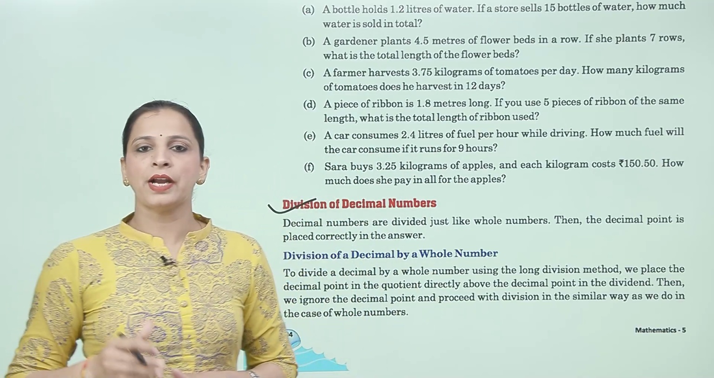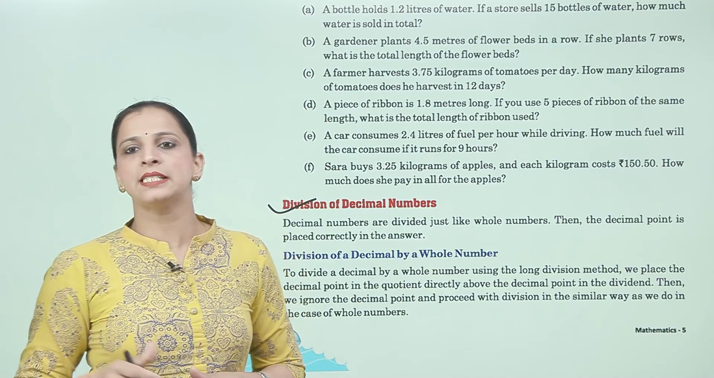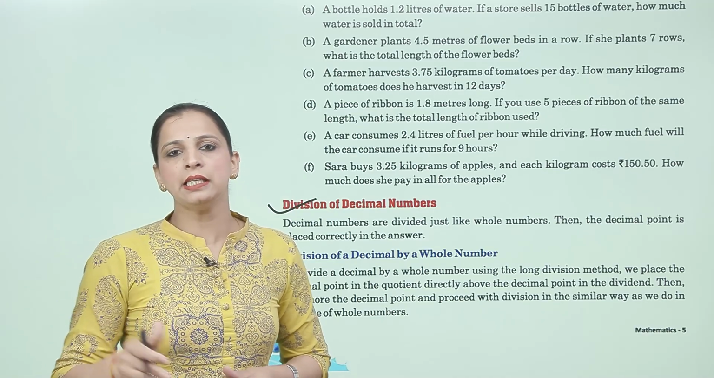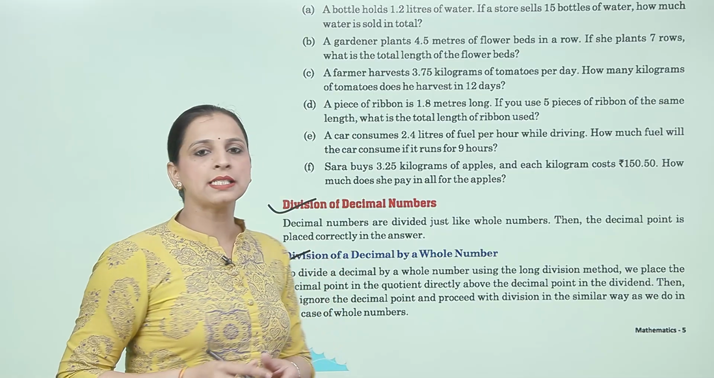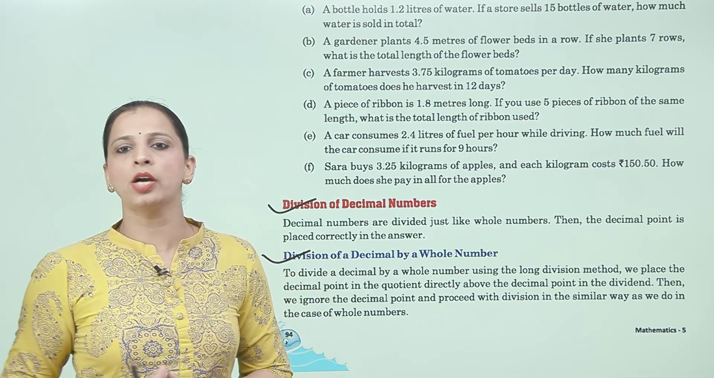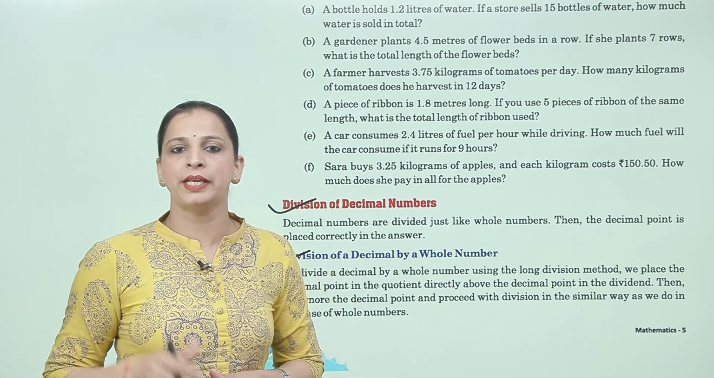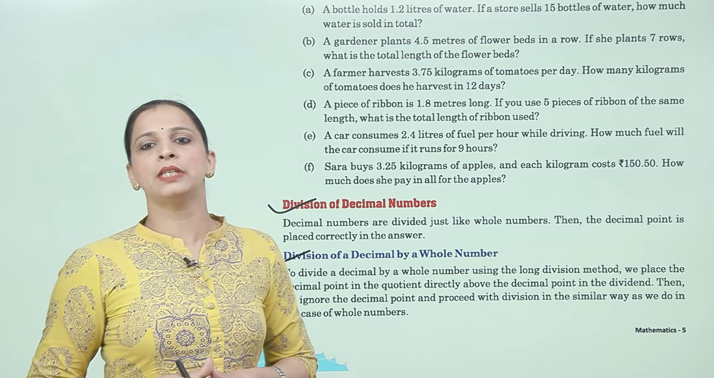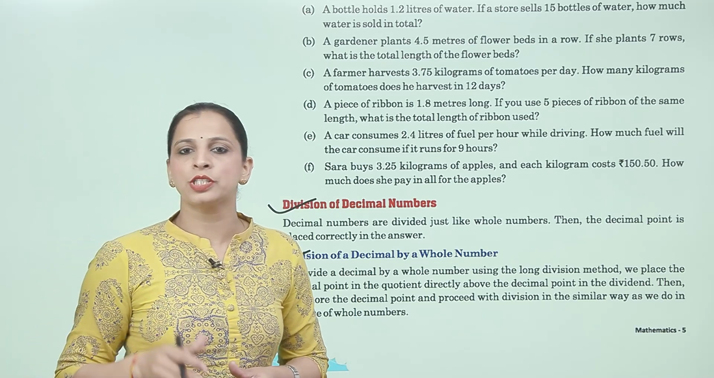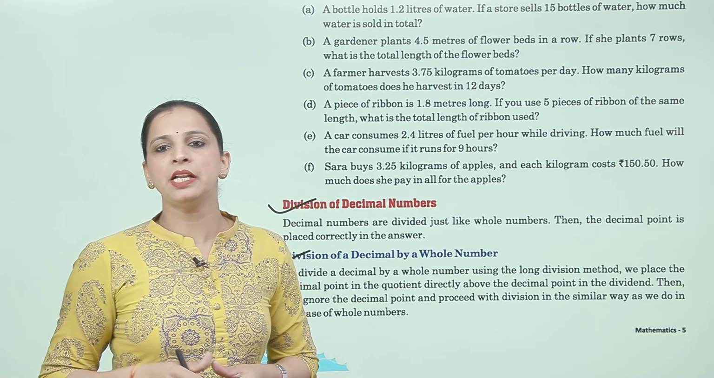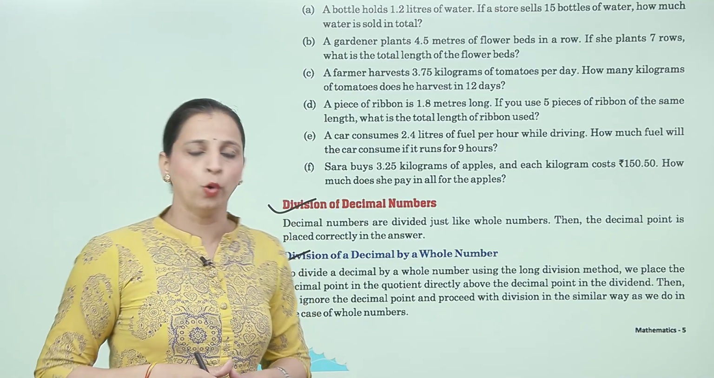Decimal numbers are divided just like whole numbers, then the decimal point is placed correctly in the answer. Now division of a decimal by a whole number. To divide a decimal by a whole number using the long division method, we place the decimal point in the quotient directly above the decimal point in the dividend. Then we ignore the decimal point and proceed with division in a similar way as we do in the case of whole numbers.